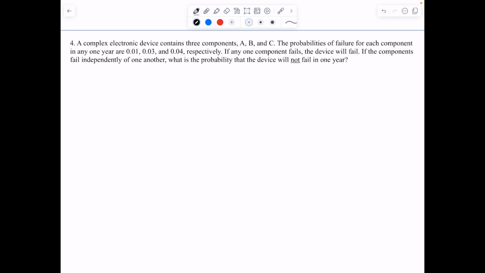Okay, this problem is about calculating probabilities. A complex electronic device contains 3 components, A, B, and C. The probabilities of failure for each component in any one year are 0.01, 0.03, and 0.04 respectively. If any one component fails, the whole device will fail. If the components fail independently of one another, what is the probability that the device will not fail in 1 year? Okay, so let's first start by writing down the probabilities of each component failing.